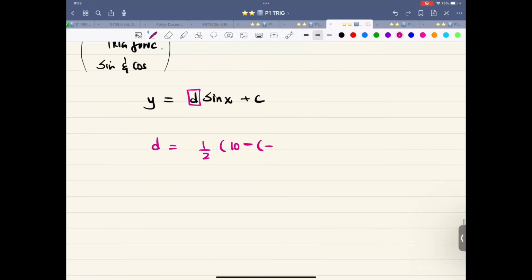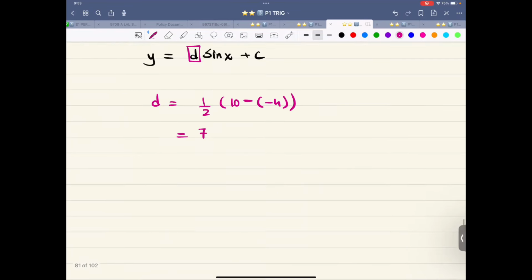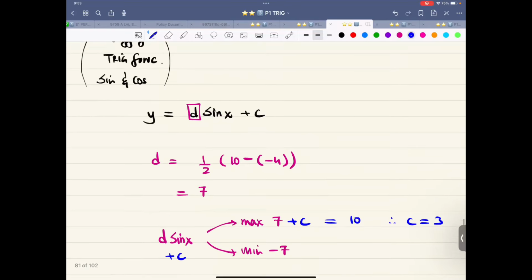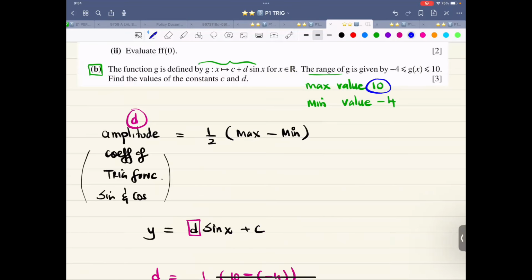10 minus 4, 14 over 2, that is 7. Now, if the graph was only of d sine x, the maximum value would be 7, the minimum value would be negative 7. But the graph is of d sine x plus c. So 7 plus c is becoming 10. Therefore, c comes out to be 3 because now the maximum value is 10.